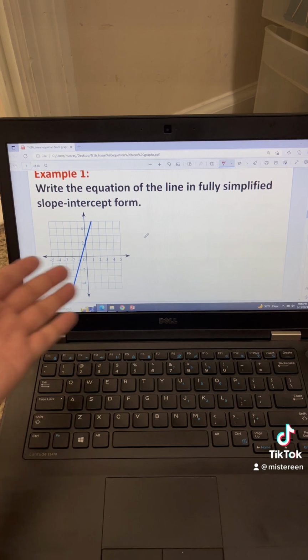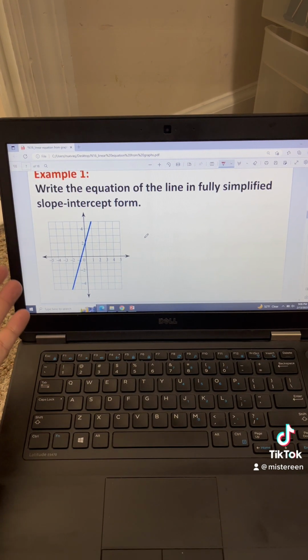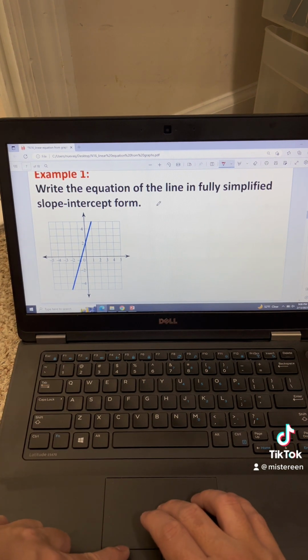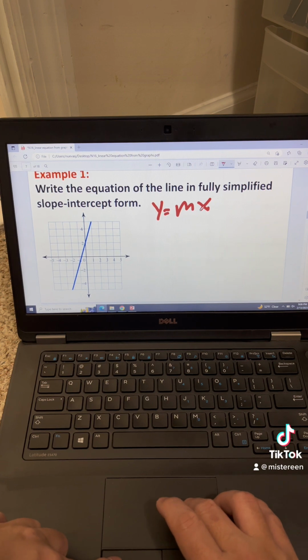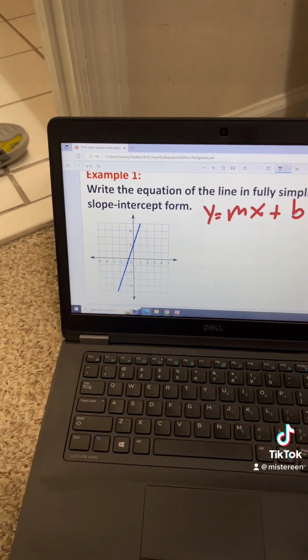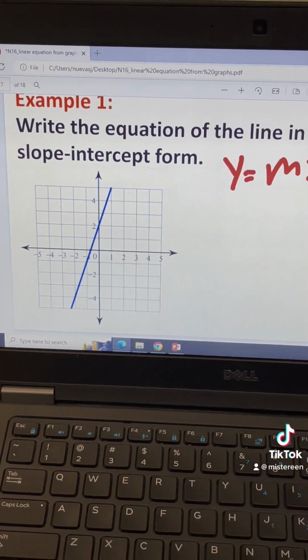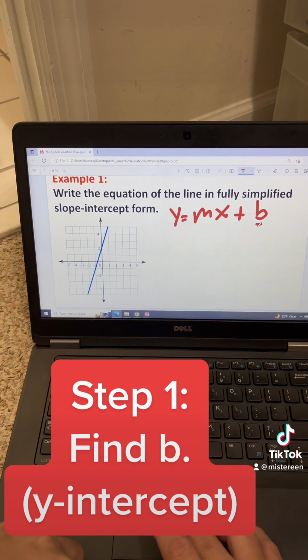So for our first example, we have this line here, the graph. So we're going to make the equation again following the slope-intercept form, which is y equals mx plus b. All right. So let's focus on the graph. So your first step is to find the y-intercept. That's your b.